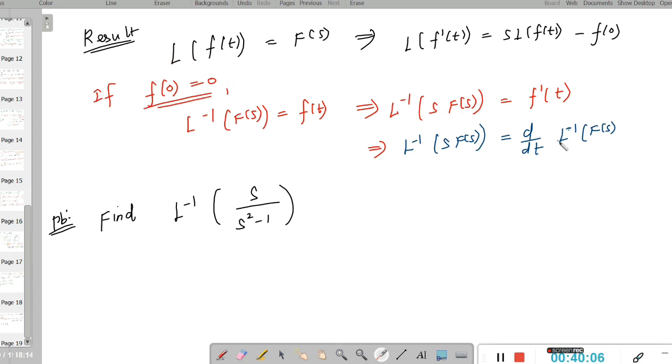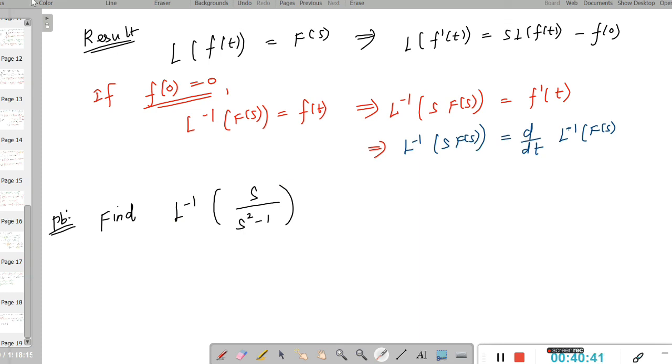you can apply d by dt of f dash of t. That means if numerator s is coming, except s, you have to find L inverse of the remaining terms. After finding L inverse, you have to take the differentiation. That's all. From that you may get L inverse of the whole term. This is the meaning of this result.